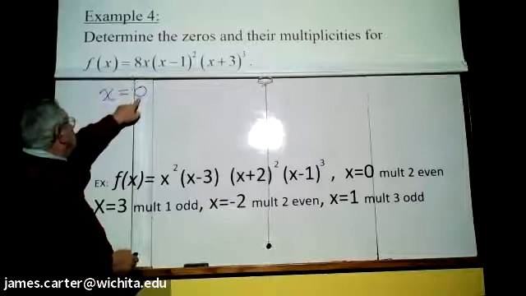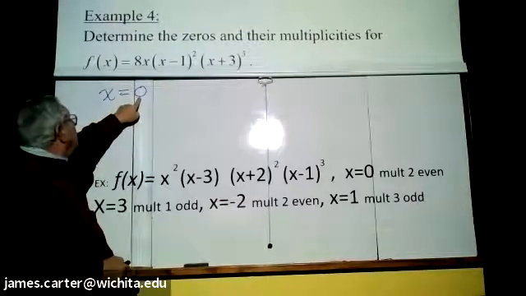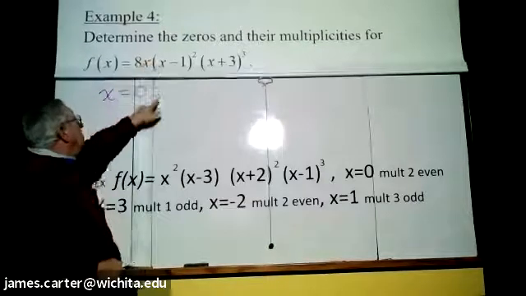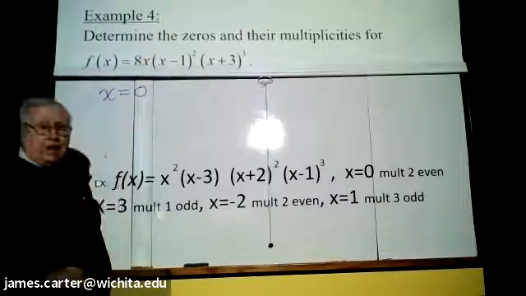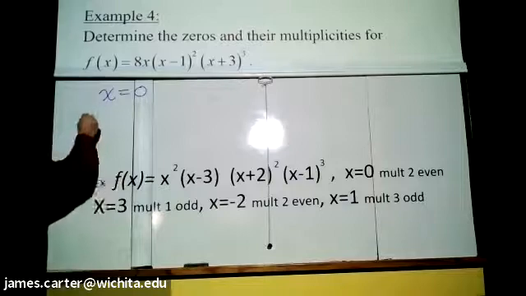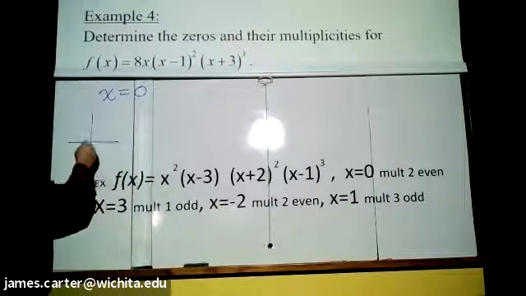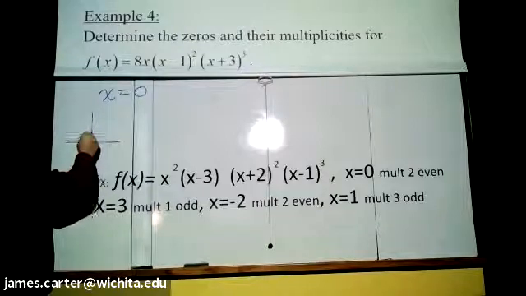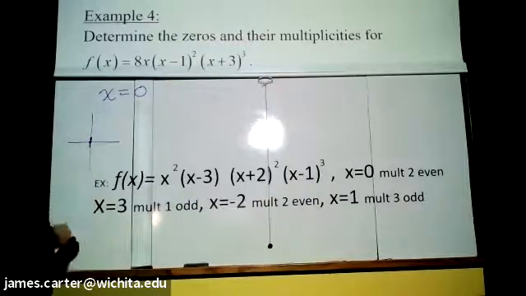This x produces a value of 0. It has a multiplicity of odd. That means in the graph, okay, the value of 0, and it's going to be a crossing point.